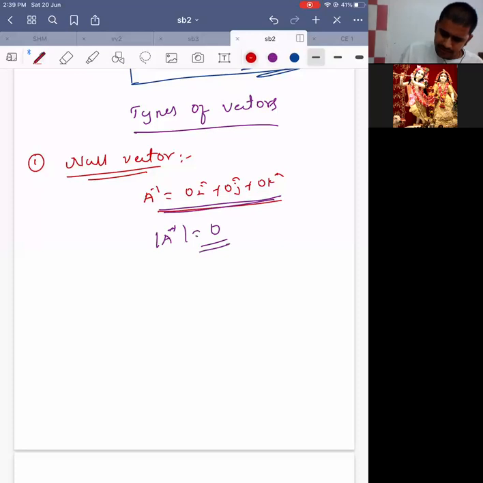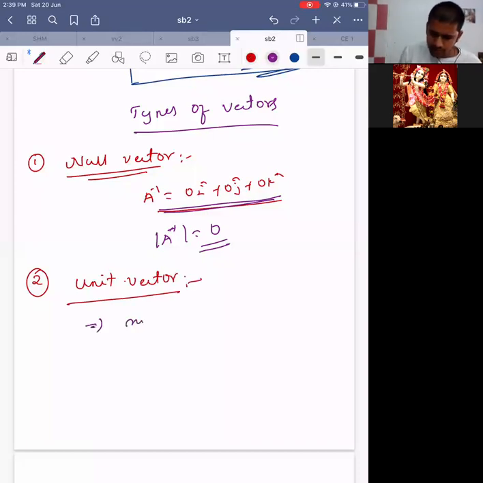Next, second is a unit vector. Unit vector: the magnitude of the vector is equal to 1. Its magnitude is equal to 1. Then only it is said to be a unit vector. Okay.